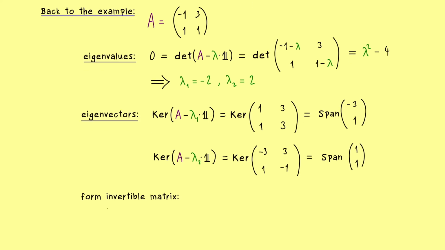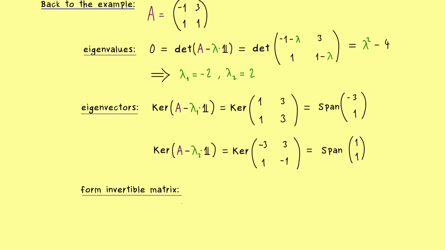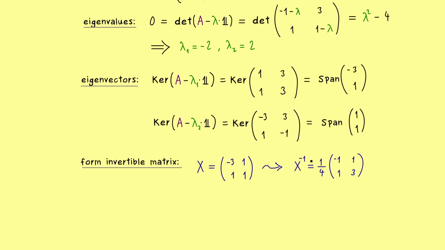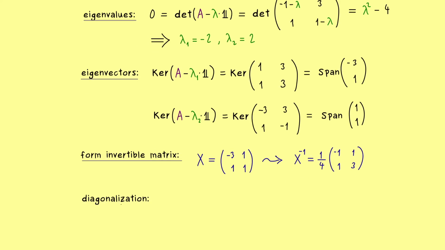So in the next step, let's write down this important invertible matrix. This is quite simple because we just put the 2 eigenvectors we have in the columns of the matrix. Moreover, we can also immediately calculate the inverse of this matrix X. For a 2 times 2 matrix, this is quite simple. This is 1/4 times minus 1, 1, 1 and 3. If you don't believe it, you can just calculate the matrix product to justify that this is the inverse of X.